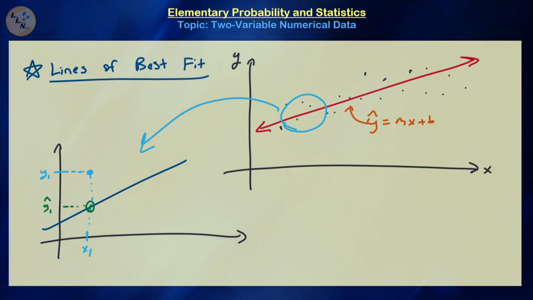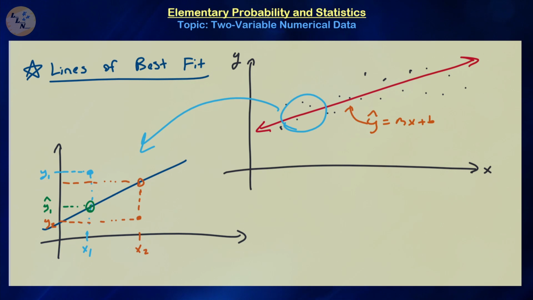And then we can have another value over here if we want. For example, this is going to be x2. Let's assume that this right here is y2. That means this value all the way up here is going to be y2 hat. So remember, this value here is the obtained value. This value here is the predicted value.